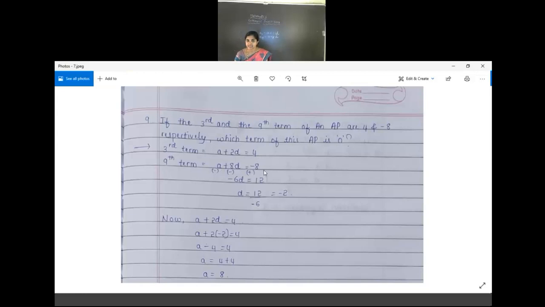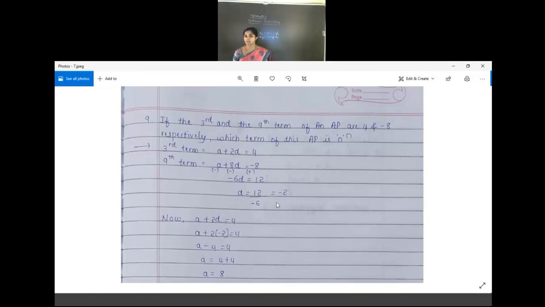Then plus a minus a, sign change rule you have to apply. Here minus, then plus becomes minus. Here already it is minus, then we have to change it as plus. Then plus a minus a get cancelled. Plus 2d minus 8d, that is minus 6d. 4 plus 8, that is equal to 12. Then d is equal to 12 divided by minus 6, that is equal to minus 2. Okay, so d is minus 2.